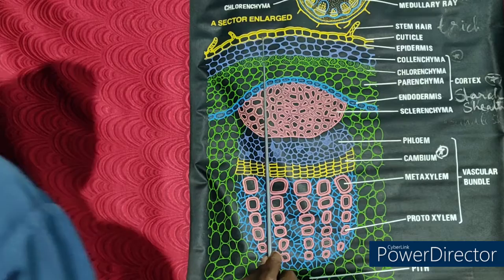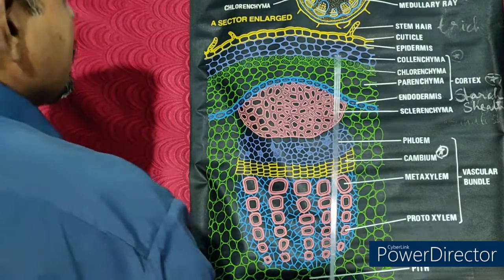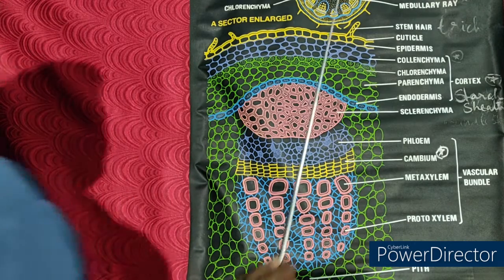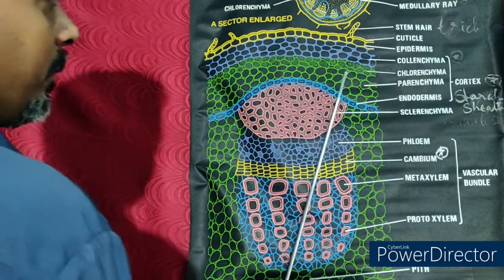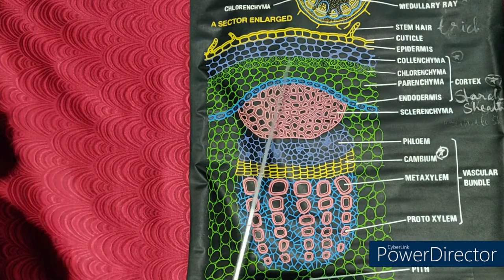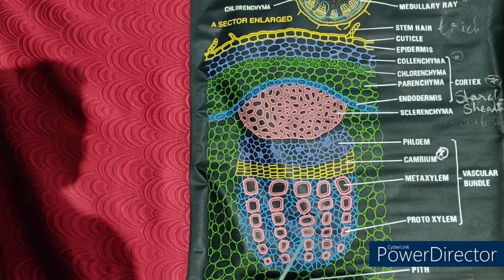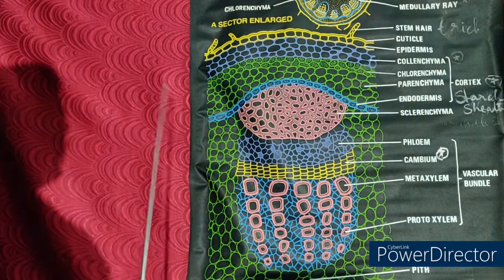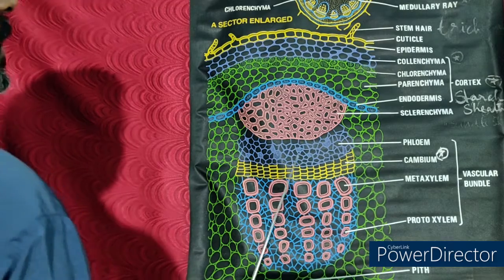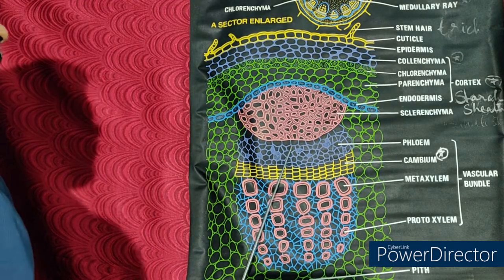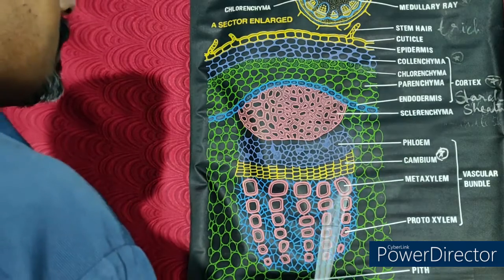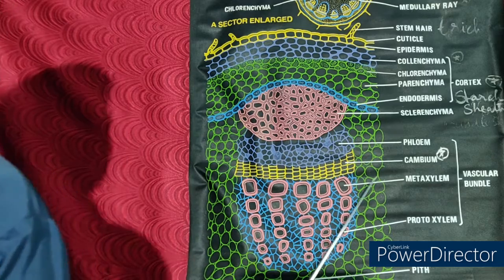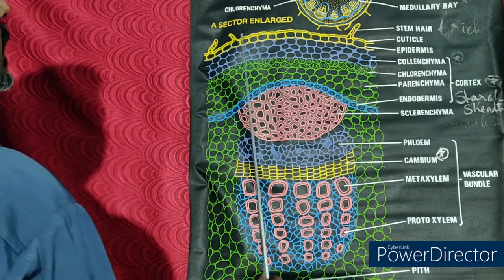Actually, don't worry about the internal structures. When you start learning these internal structures, it will be easy for you. First of all, be thorough with the ground plan, and then you can start concentrating on this structure. Don't worry, it appears complicated. When I finish teaching this dicot stem and monocot stem, just have a comparative idea of both the structures, then it will be easy. Never worry about this structure. First let us start with the epidermis.